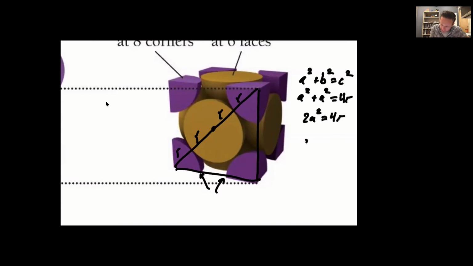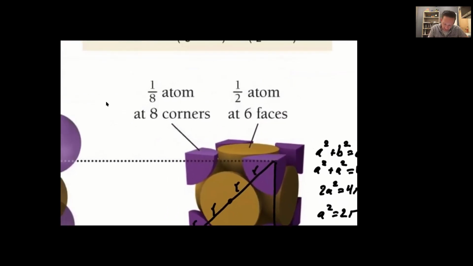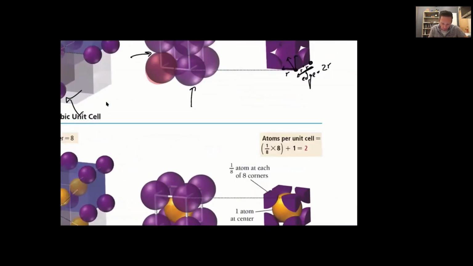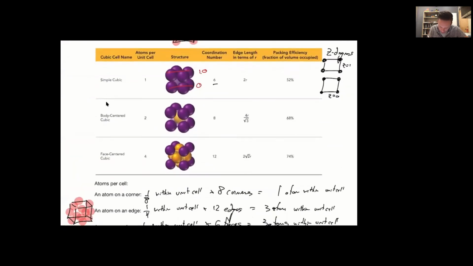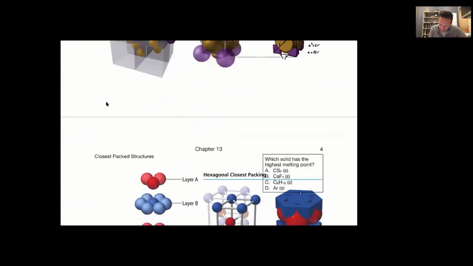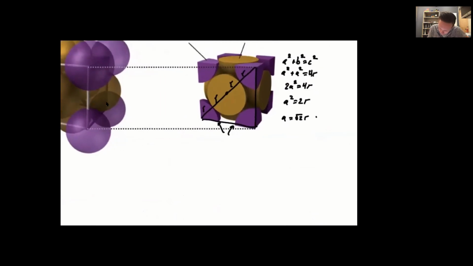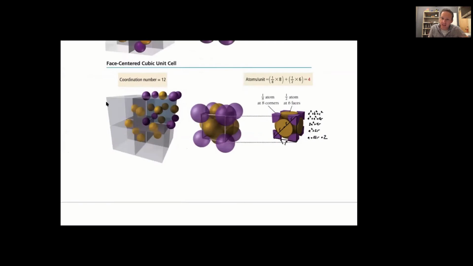And then a squared is 2r. And then a is, oh, it's not exactly right, but it's kind of close. I think you kind of see where we're going. The edge on that last one is 2 times root 2r. I didn't do it quite right. I'm not sure where that last 2 came from. But again, you kind of see the thinking here.